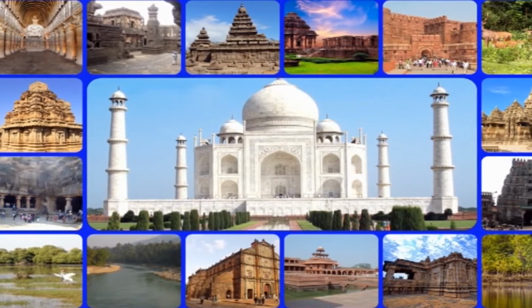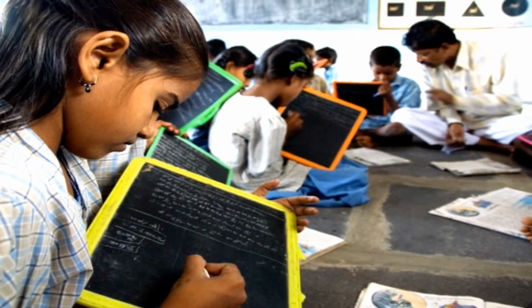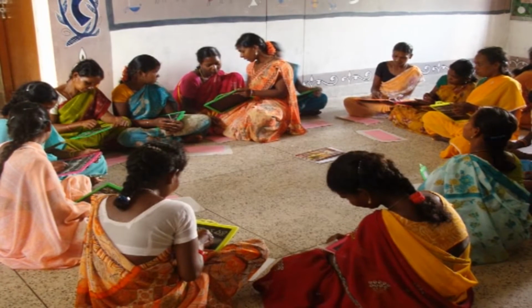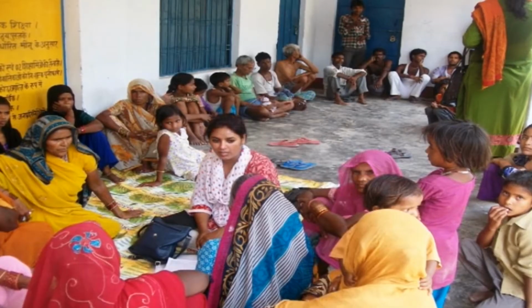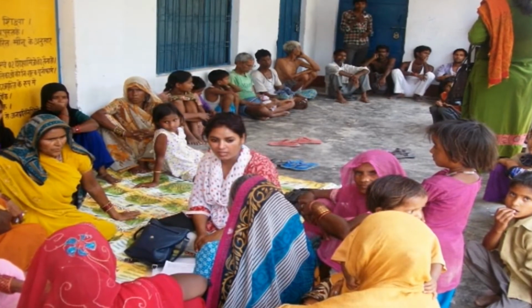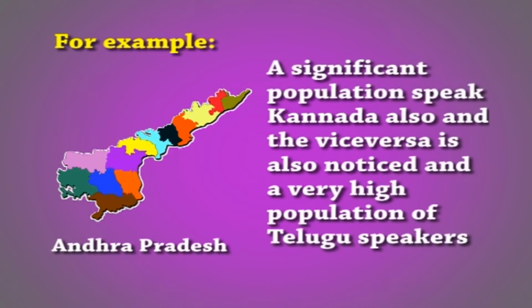The Indian heritage is very rich in terms of ethnicity, religions and its languages. India is credited to have a very high measure of multilingualism. Bilingualism was very common among most educated and partially literate people as a result of migration. It is commonly observed that people speak a language of the neighboring state other than their mother tongue. For example, although the dominant language in Andhra Pradesh is Telugu, a significant population speak Kannada also and the vice versa is also noticed, and a very high population of Telugu speakers are found in the other Indian states too.